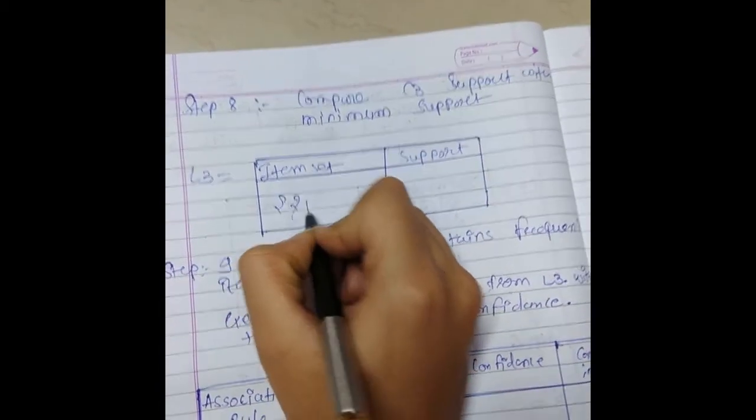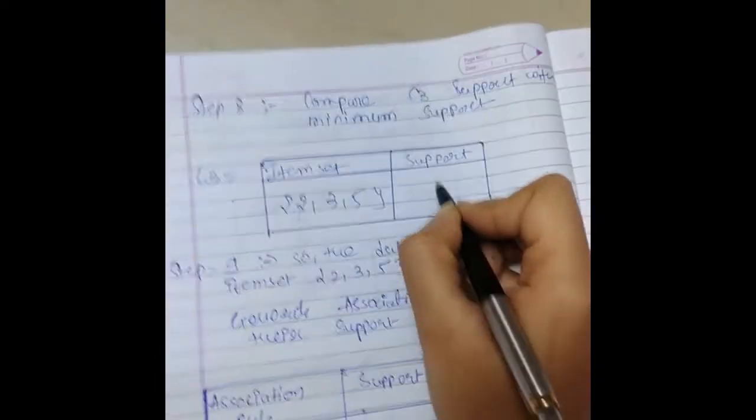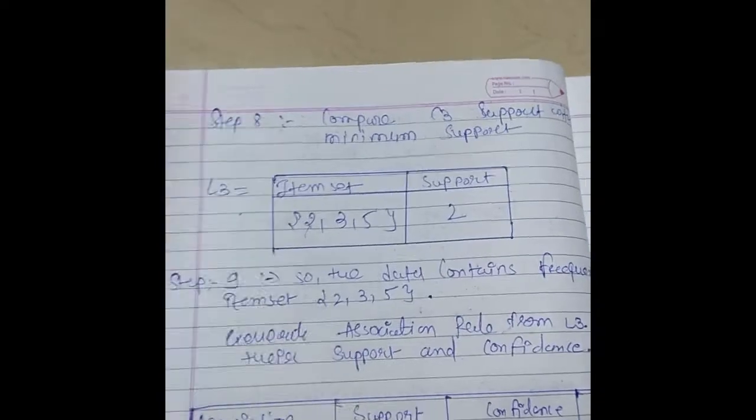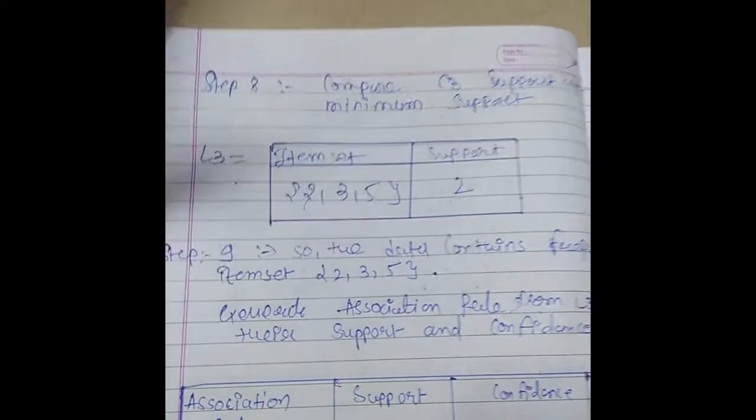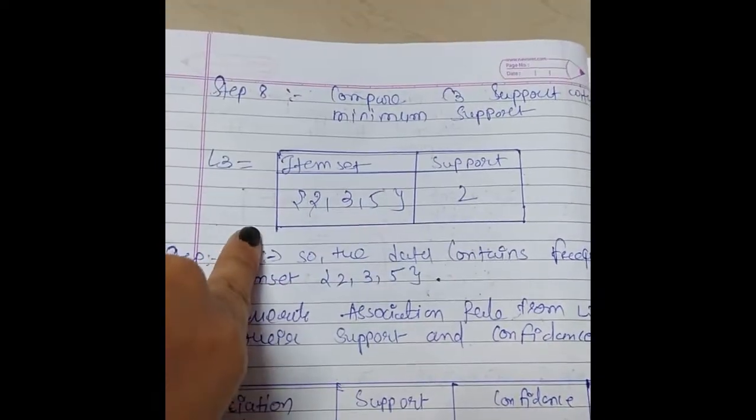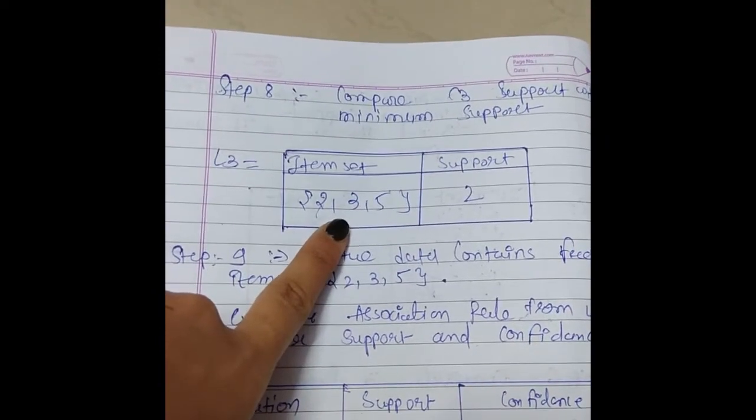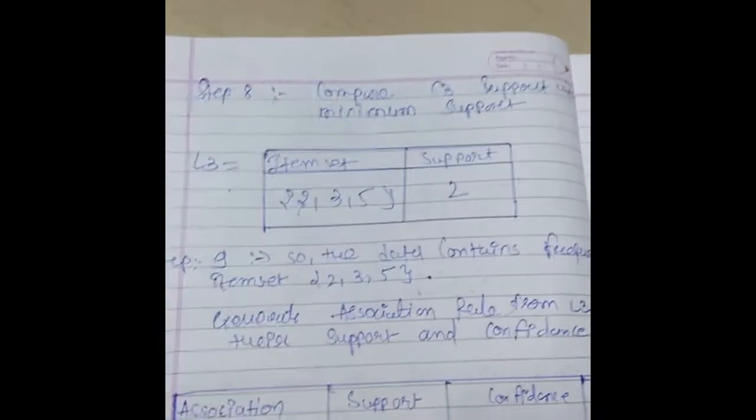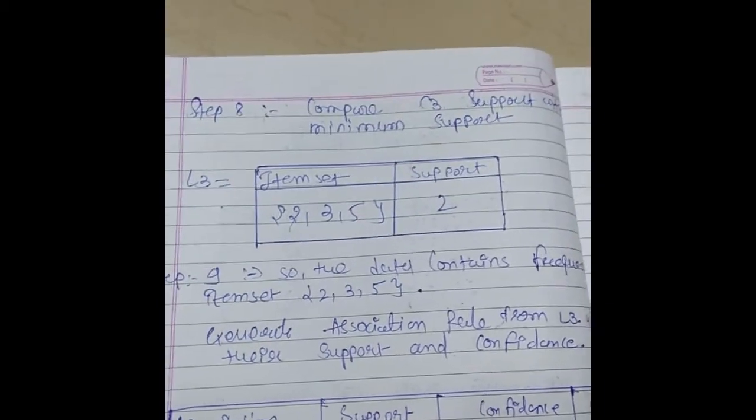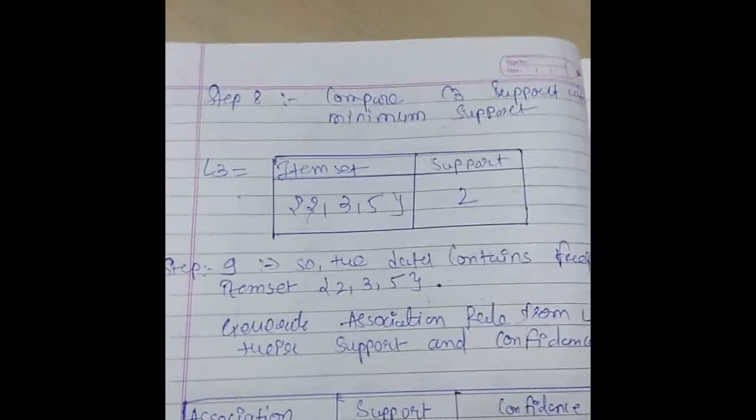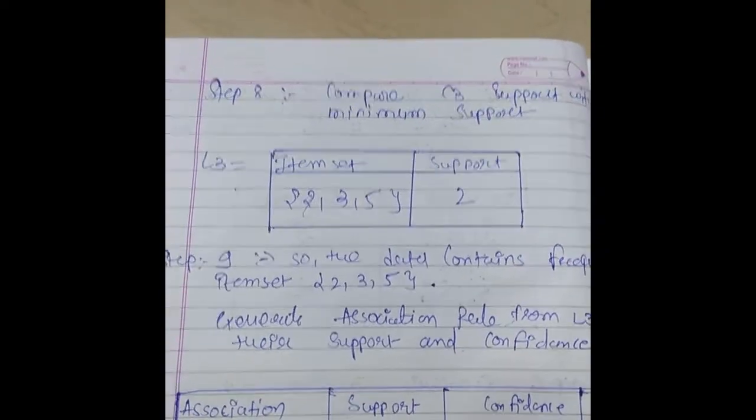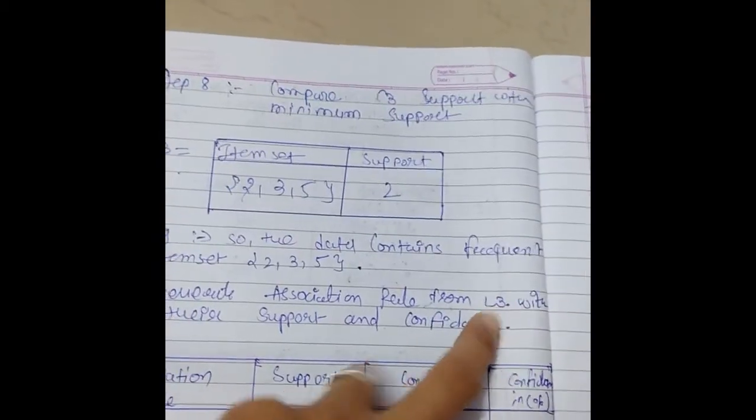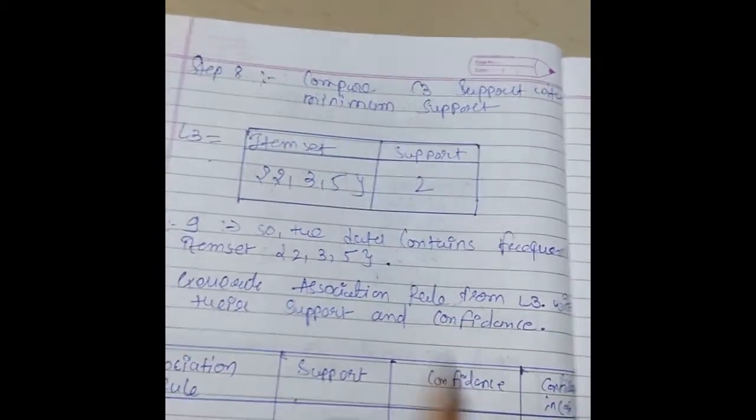So it contains only one item set, 2, 3, 5, and the support is 2. So this is our final frequent item set. From the Apriori algorithm we reach the item set which is frequent. Now our work is to create the association rules from this frequent item set. So generate the association rules from L3 with their support and confidence.